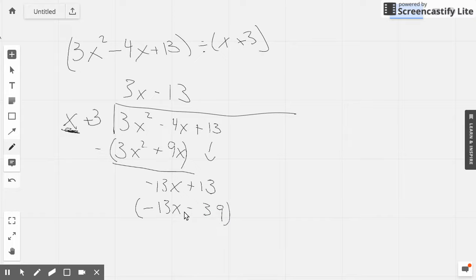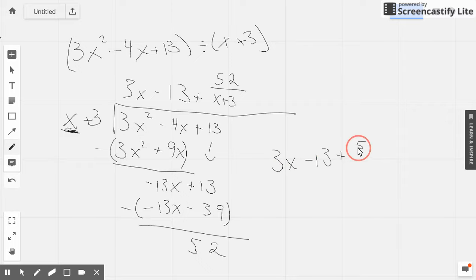And we do our subtraction again. The first terms cancel out. Now we have 13 minus negative 39, so plus 39, giving us 52. That's sort of like a remainder. And the way we deal with remainders in this case is we just put them on the end as a rational expression, the remainder divided by what we were dividing by. So your final answer for this problem would be 3x minus 13 plus 52 over x plus 3. And that's your final answer.